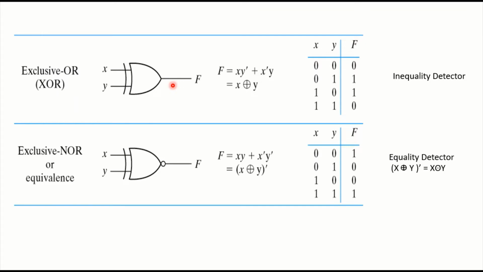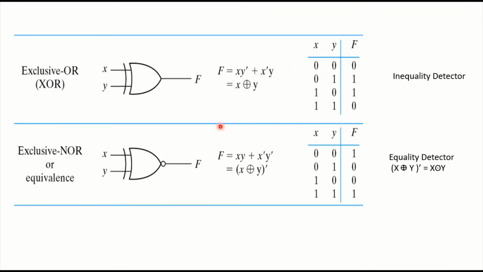The Boolean function for this logic gate is written as f equal to x y bar plus x bar y. This we can also write as x XOR y. This particular symbol is known as XOR operator for this gate. This is x XOR y. Now how will this gate work? We can draw the truth table.